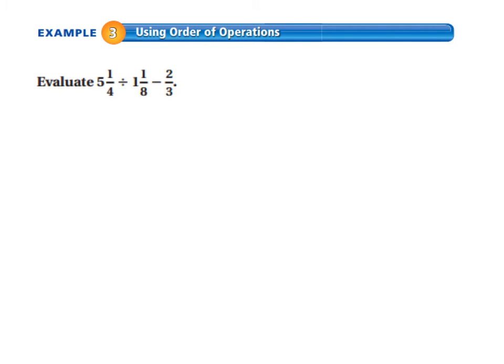Example 3, using order of operations. Evaluate 5 1/4 divided by 1 1/8 minus 2/3. Going back now to our please excuse my dear Aunt Sally. That tells me the order of operations. I don't see any parentheses or exponents. I don't see any multiplication, but I do see division right here. So this is the first step in this process.